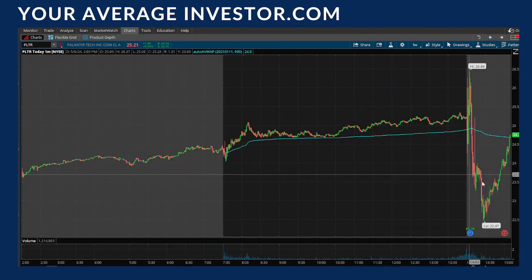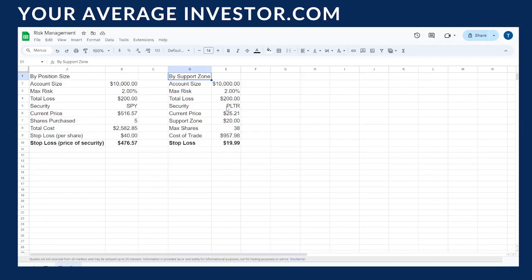Like, okay, if the $20 per share is support and it's currently trading at 22, we'll say I was looking at it at $23 a share, right? So let's pretend that I wanted to get it at $23 per share. So I'm going to update that manually right now. And the support zone is $20 per share. So here's how this works, right? I've got a $10,000 account size. Same thing, max risk is 2%, total loss is $200.